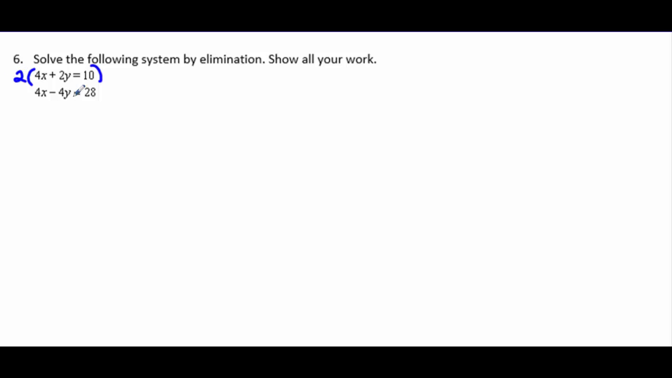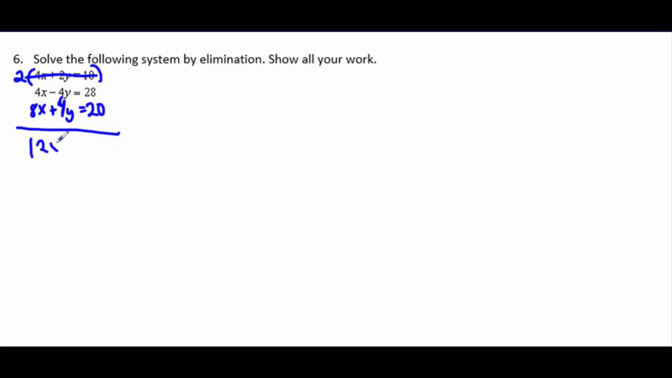So I'll multiply the first one by 2 and get rid of my y's. If I do that, I have to multiply everything by 2. So that's 8x plus 4y equals 20. We're going to add our two equations together. Now we're ignoring this one and just looking at the bottom two.